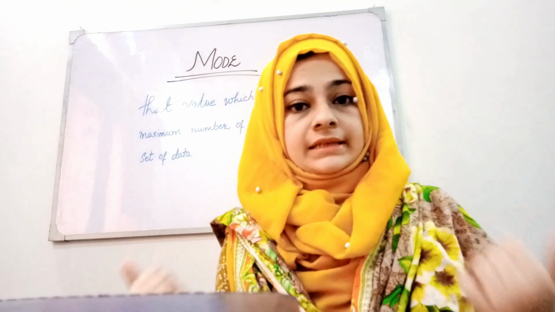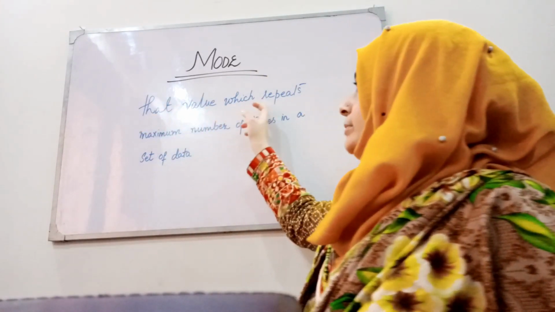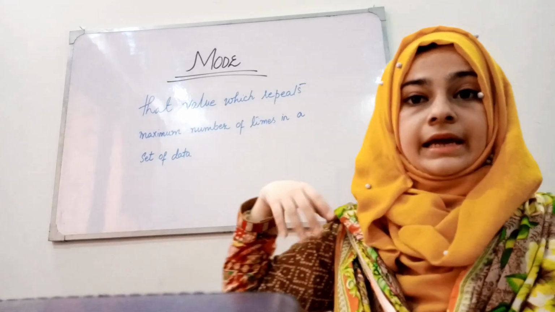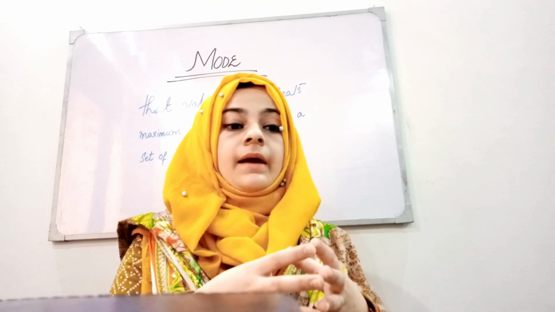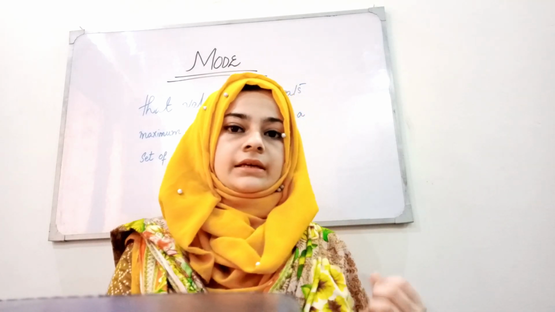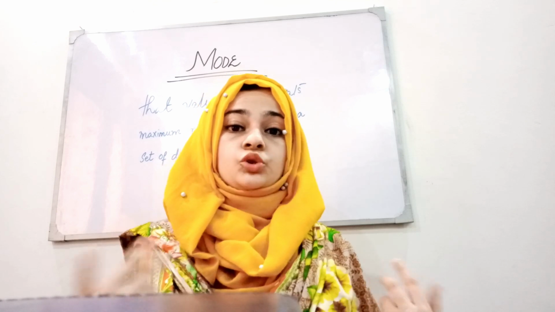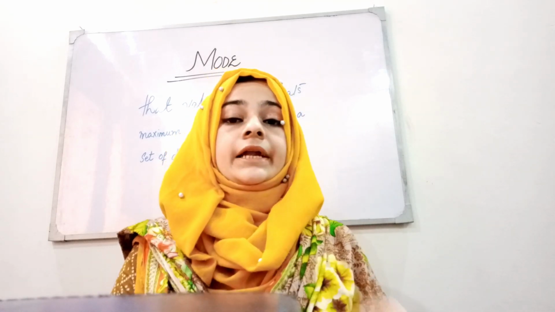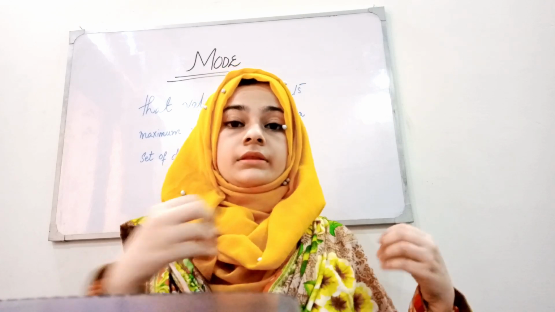Students, what is mode? Mode is that value which repeats the maximum number of times in a set of data. We can also call mode a point where there is maximum concentration of frequency, or that value where there is maximum frequency compared to its neighborhood. If a data set has one mode, it is known as unimodal. If a data set has two modes, it is known as bimodal. It totally depends upon the number of modes you have in your distribution.